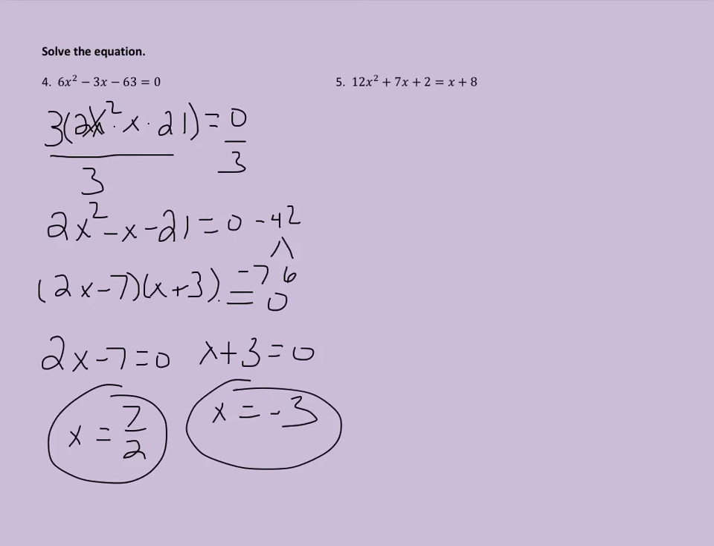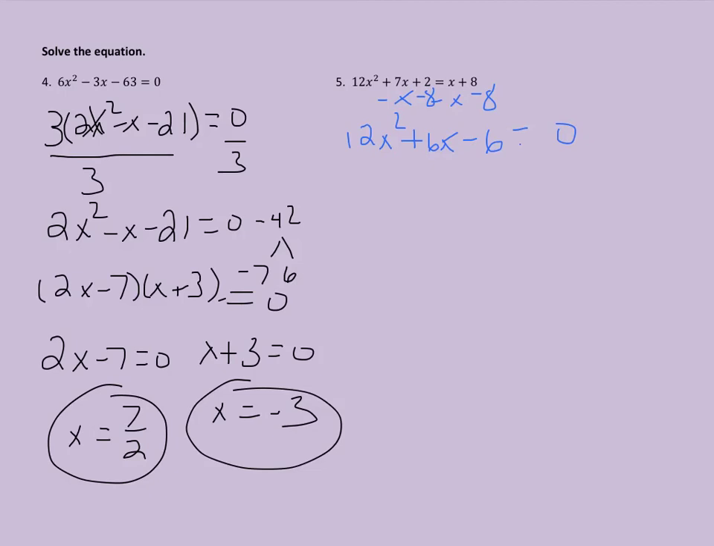So let's look at number 5 here. What's step 1 again? Get it equal to 0. Does it equal 0? No. I always like to try to have a be positive. So I'm going to start by subtracting x. Subtracting x, not x squared, so line it up underneath the x. And subtracting the 8. Line it up underneath the minus 2. So you get 12x squared plus 6x minus 6 equals 0.